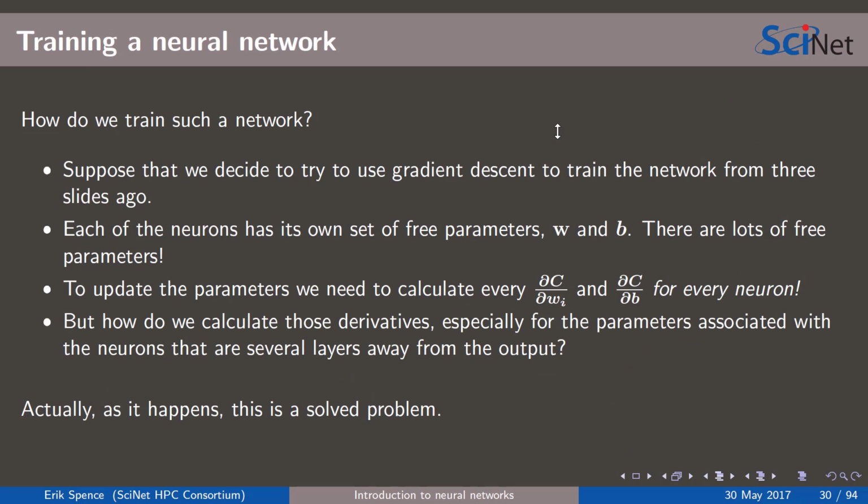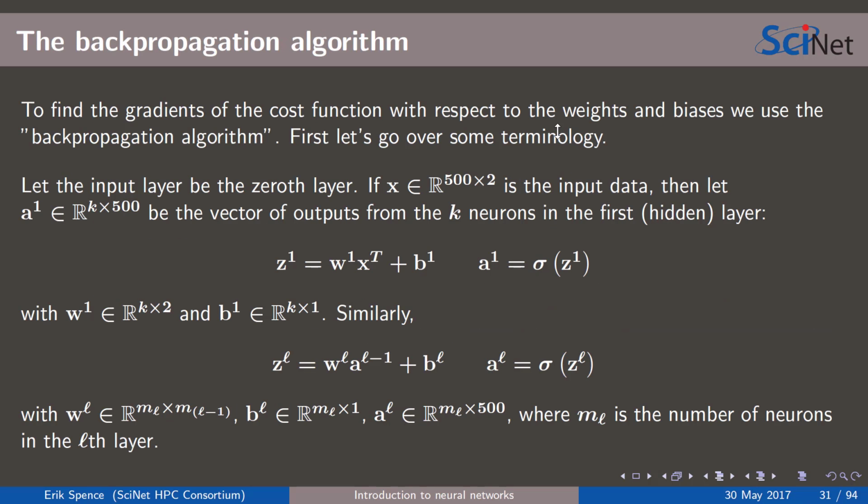Okay, the answer is it's a solved problem. Amusingly, this was actually solved in the 60s before anyone realized what they were doing. The next two slides are completely ignorable, if you so desire. The answer is what's called the backpropagation algorithm. And once you see how it works, you'll understand why it's called that. How do I get the partial of C with respect to some weight buried inside my network?